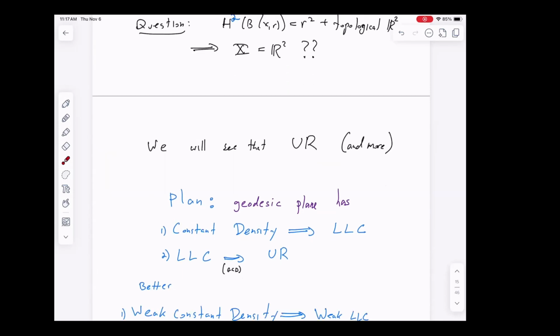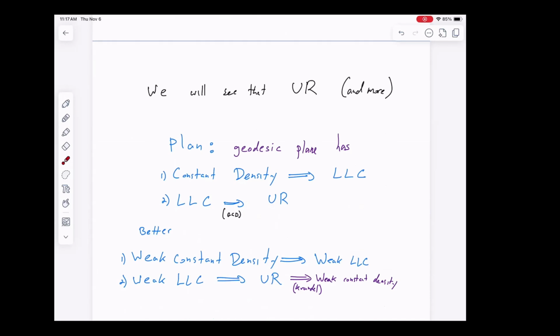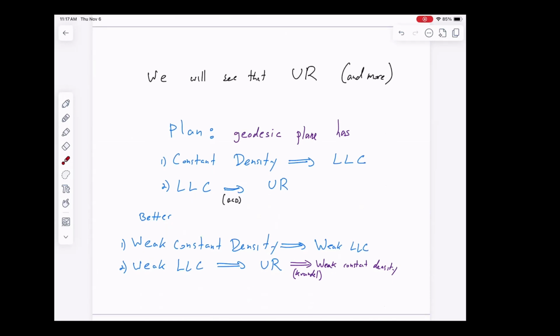So we're not going to see that things are equal to R2, but we are going to see that they're uniformly rectifiable. So here's the plan for the rest of the talk. This is a weak version of the plan, but really what we're going to do is show this, though I haven't defined exactly what it means. The plan is to start with a geodesic plane, to assume that X is a metric plane and that the metric is given by geodesics. And then we're going to say that if it has constant density, then it's actually locally linearly connected.